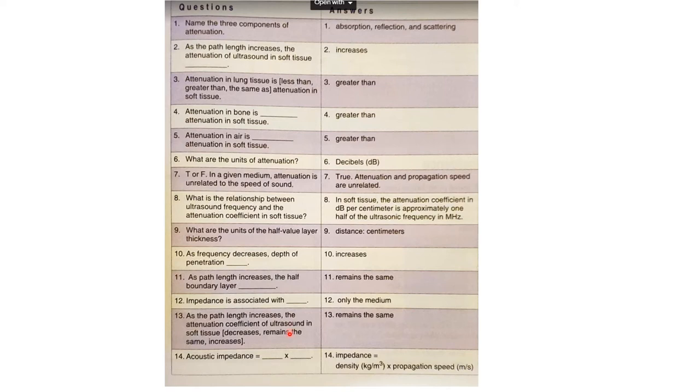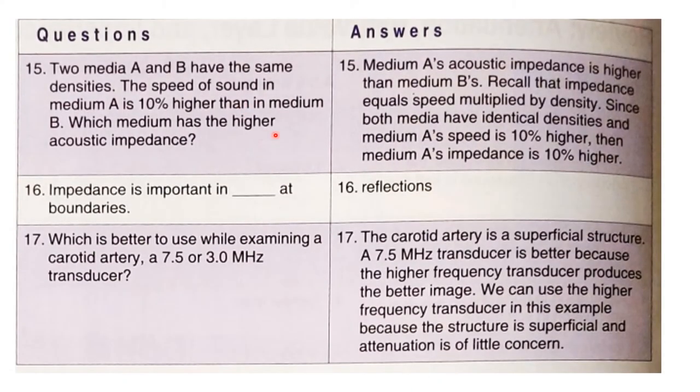As the path length increases, the attenuation coefficient of ultrasound in soft tissue, it's multiple choice, remains the same. It's the attenuation coefficient. And acoustic impedance is equal to density times propagation speed. And if this is in rayls, it is a kilogram per cubic meter times, and this is in meters per second. If you have two media, A and B, that have the same density, and the speed of sound in medium A is 10% higher than in medium B, which medium has the higher acoustic impedance? Medium A's acoustic impedance is higher than medium B because it's equal to the product. So if one is 10% higher, then the impedance is also 10% higher.